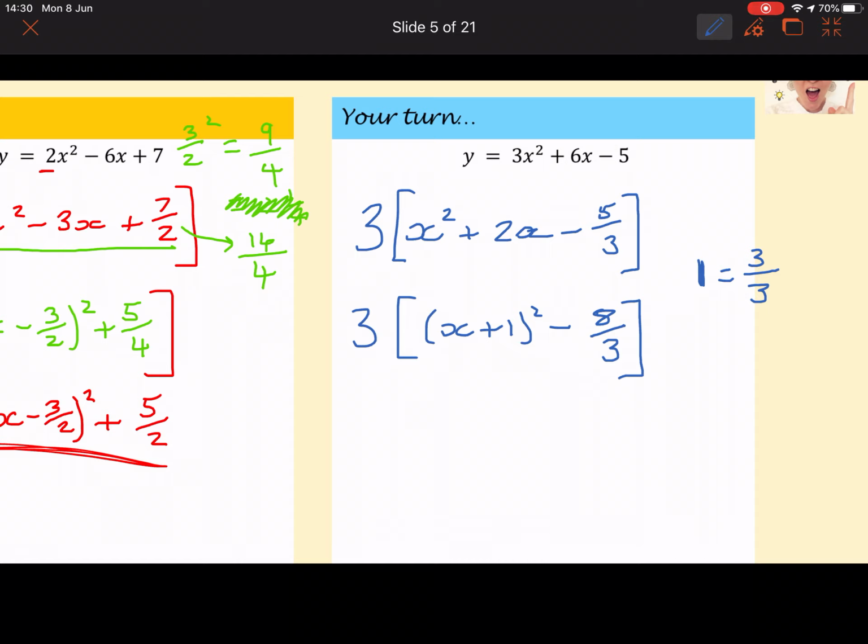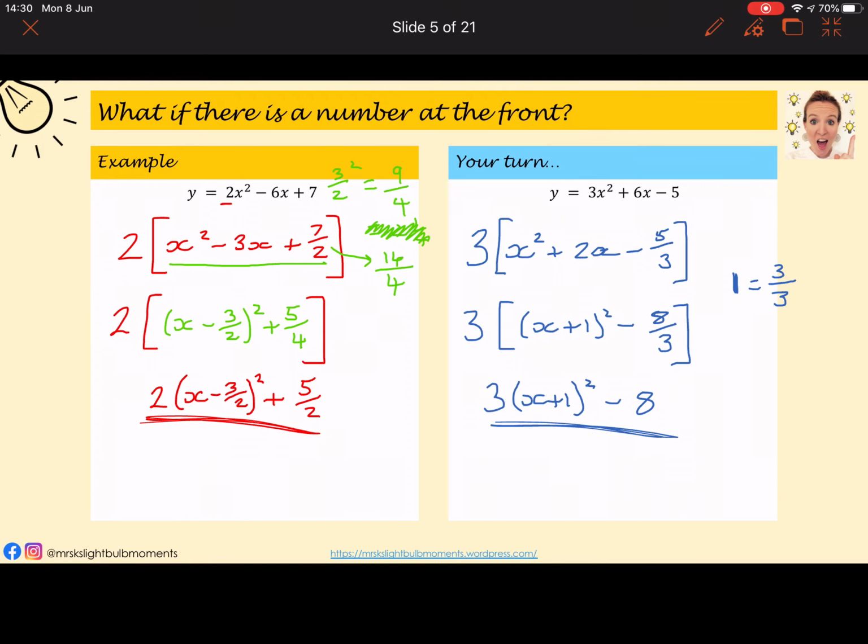Now to finish the question we expand through by 3. So we end up with 3 lots of x plus 1 squared. And then minus 8 divided by 3 times by 3 is just minus 8. A nice simple one there to finish. Alright, happy with that? That's probably the trickiest they get with completing the square, is taking that number out and putting it back in. Well done if you're following so far.